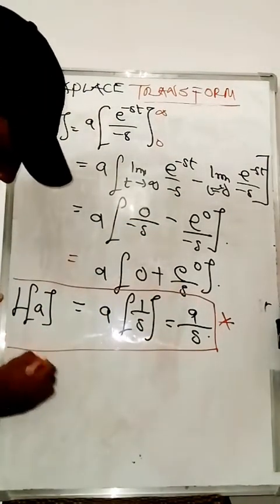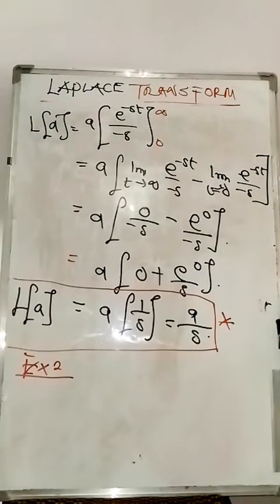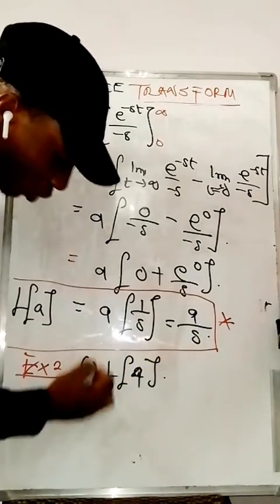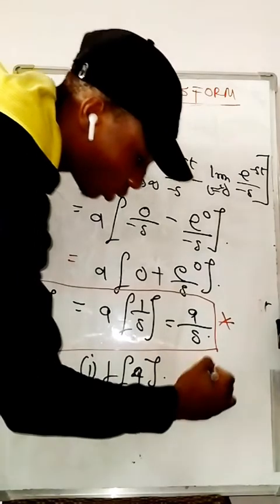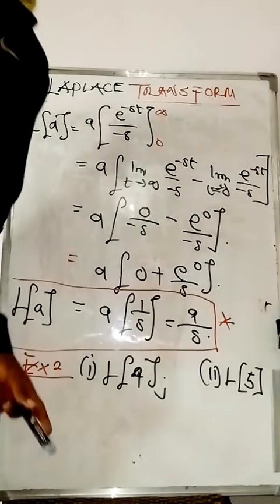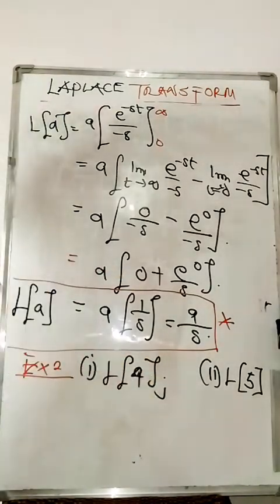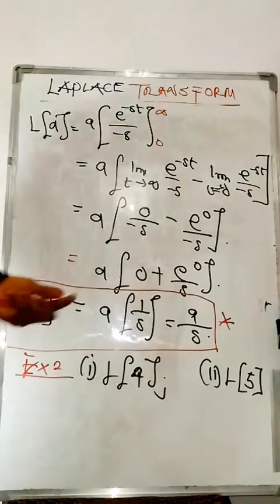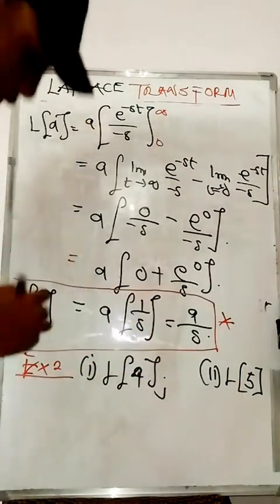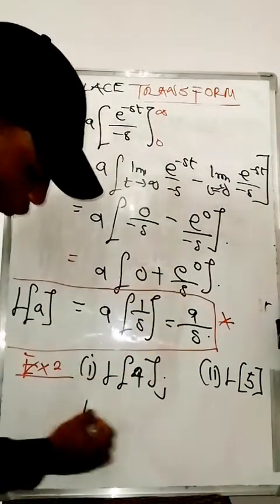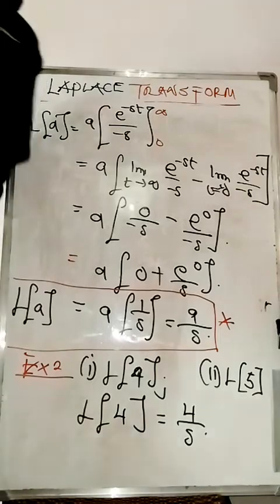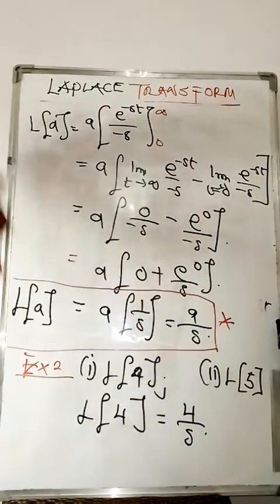Example 2. What is Laplace of 4? Another example: what is Laplace of 5? I'm going to do the first example and you do the second example. So Laplace of 4. Given our standard solution, Laplace of a, which is a constant, is basically a over s. So given Laplace of a is a over s, Laplace of 4 is basically 4 over s. Bravo. So I'm going to leave you to the second example, and that's that.